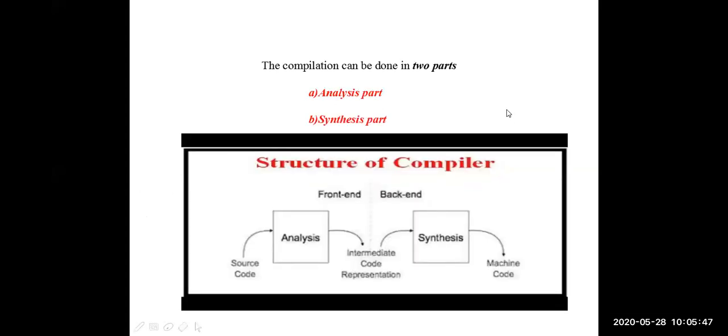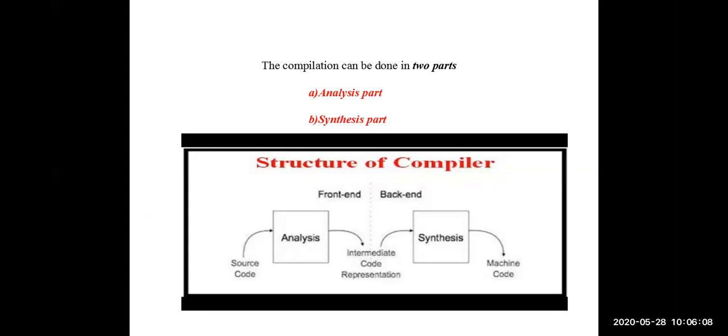Now, today our topic is the structure of a compiler. We have briefly seen the role of a compiler, which is to convert a high-level language to assembly language. Now we will briefly see the structure of a compiler. Here we are dividing the entire process of compilation into two parts: the analysis part and the synthesis part.